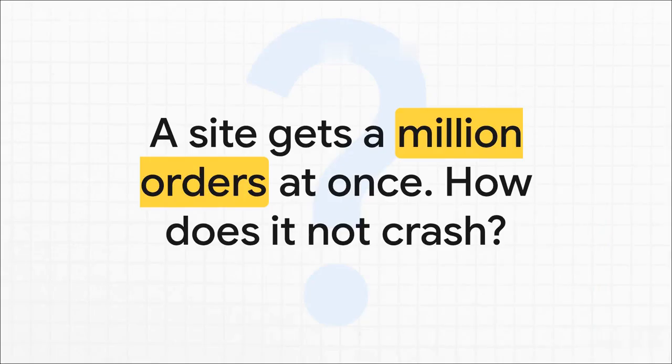Seriously, just picture it. It's a huge online sale, and a website gets slammed with a million orders. For every single one of those orders, it has to update inventory, process a payment, send a confirmation email, and schedule shipping. All at the same time. How in the world does it handle that kind of pressure without just falling over? The answer isn't magic. It's really, really smart architecture.